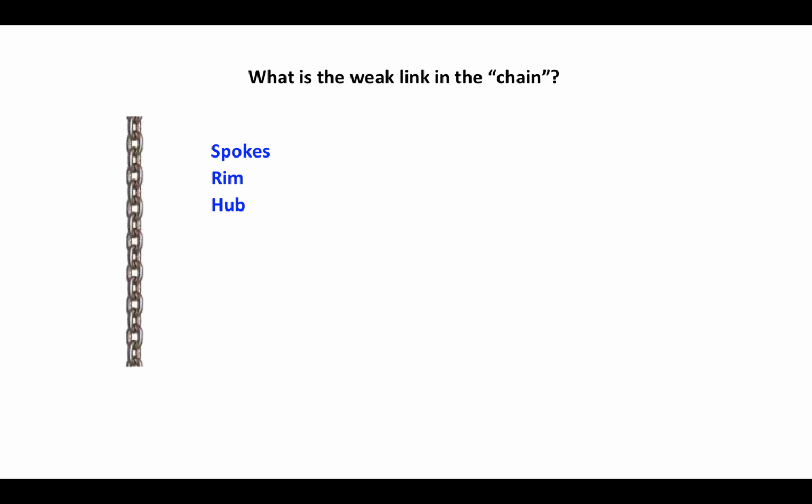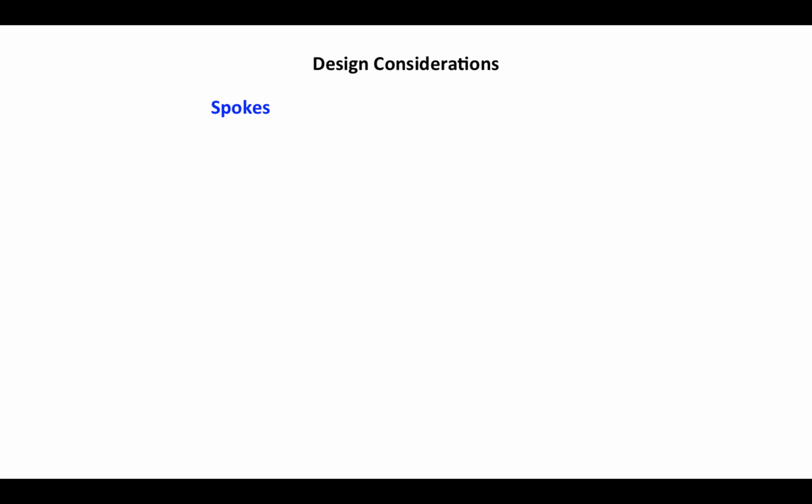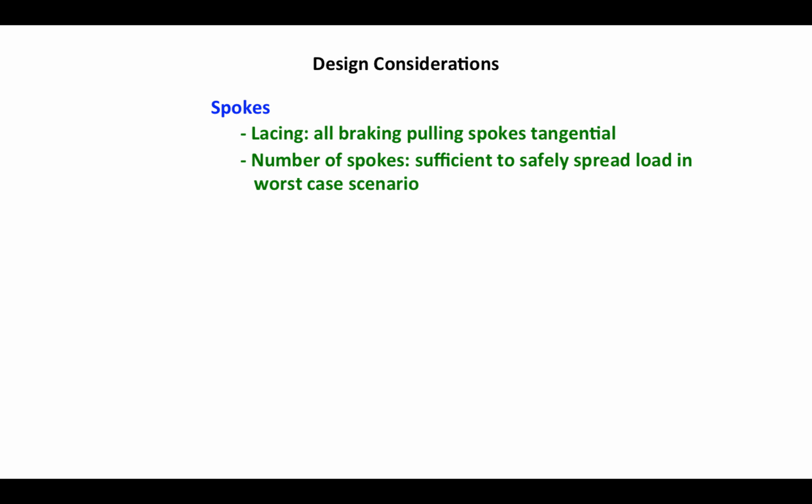The weak link here is going to probably vary from one manufacturer to another and one wheel to another, but I think we know some things that can help mitigate the possibility of a failure at some point. A few design considerations with respect to spokes and the lacing. All spokes should be tangential. The number of spokes sufficient to safely spread the load in the worst case scenario, and spokes with a high elastic modulus. Another is spoke diameter, and this requires a little explanation.